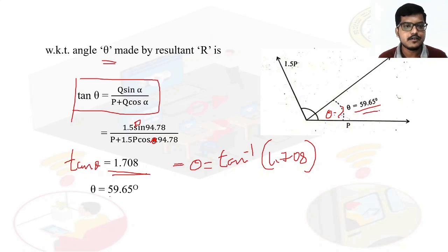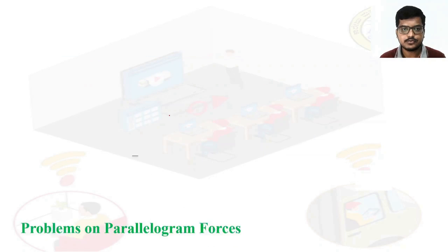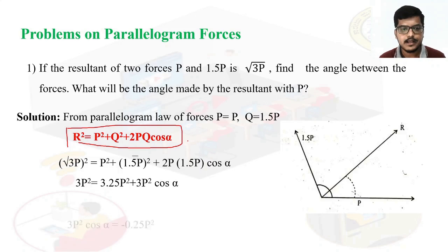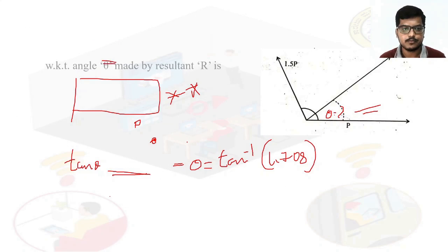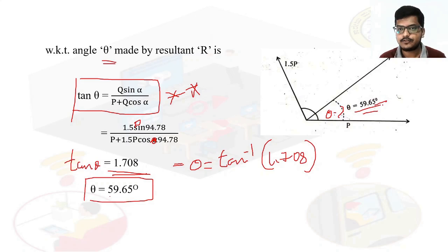Such problems will come from the law of parallelogram of forces. Just remember the tan theta equation, and also this equation: R square is equal to P square plus Q square plus 2PQ cos alpha. You need to remember this formula and also this formula which we did know: tan theta is equal to Q sin alpha divided by P plus Q cos alpha. So theta is equal to 59.65 degree. That is the value of theta.